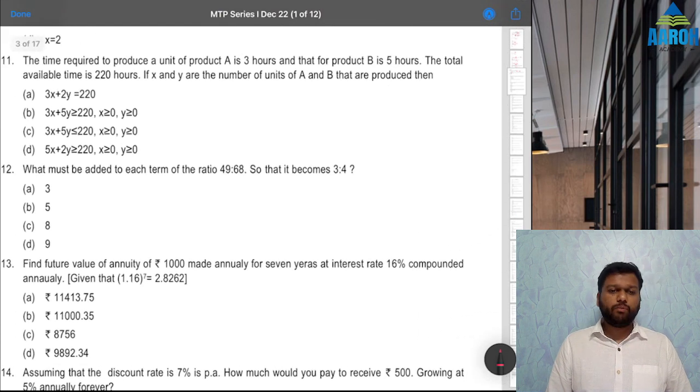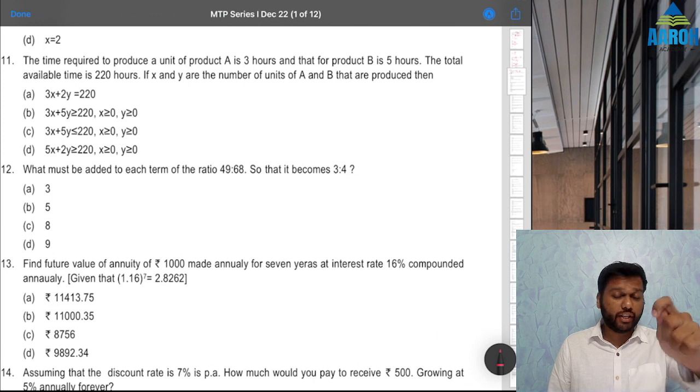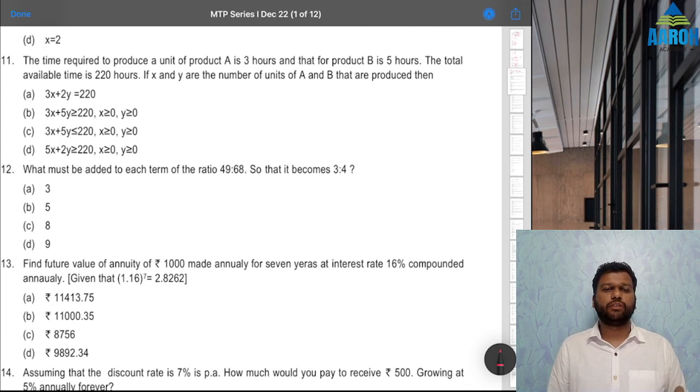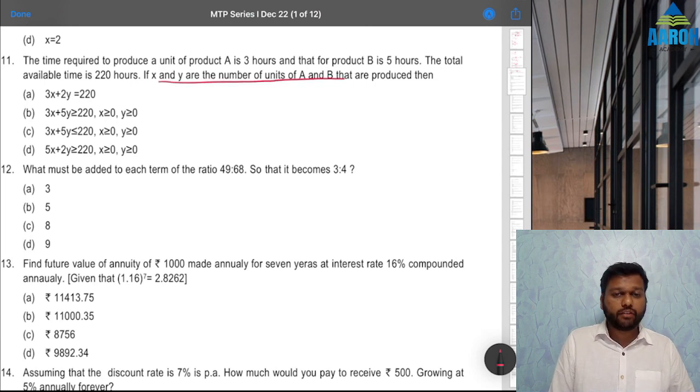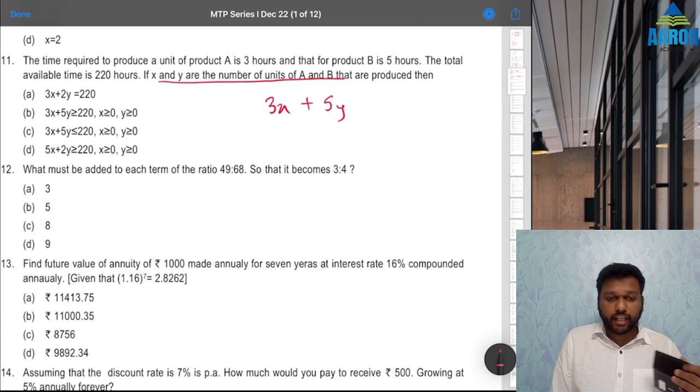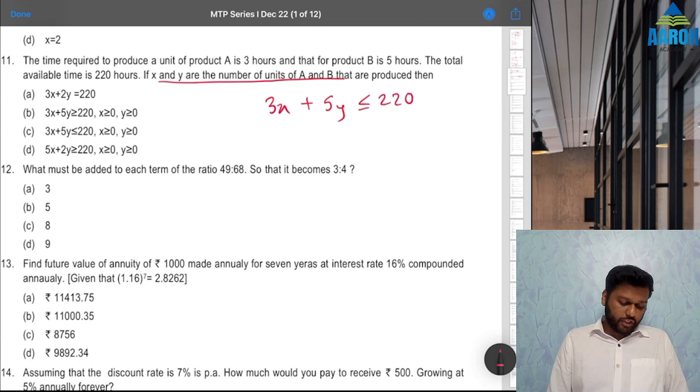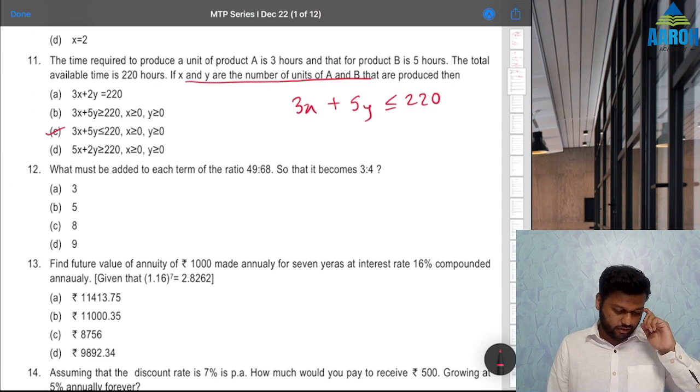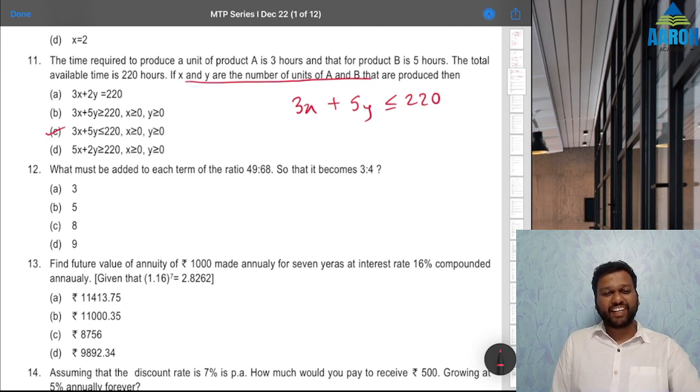11. Time required to produce a unit of product A is 3 hours, and for product B is 5 hours. Total available time is 220 hours. If X and Y are the number of units, then which of this is correct? Okay, so obviously 3 hours, that means 3x hours will be required. 5 hours, so 5y hours will be required. Total of that has to be less than or equal to 220. So this option with the non-negativity constraint is option number C, right? Yeah, I don't know why they have given option D. Fine. Option C is the correct answer.